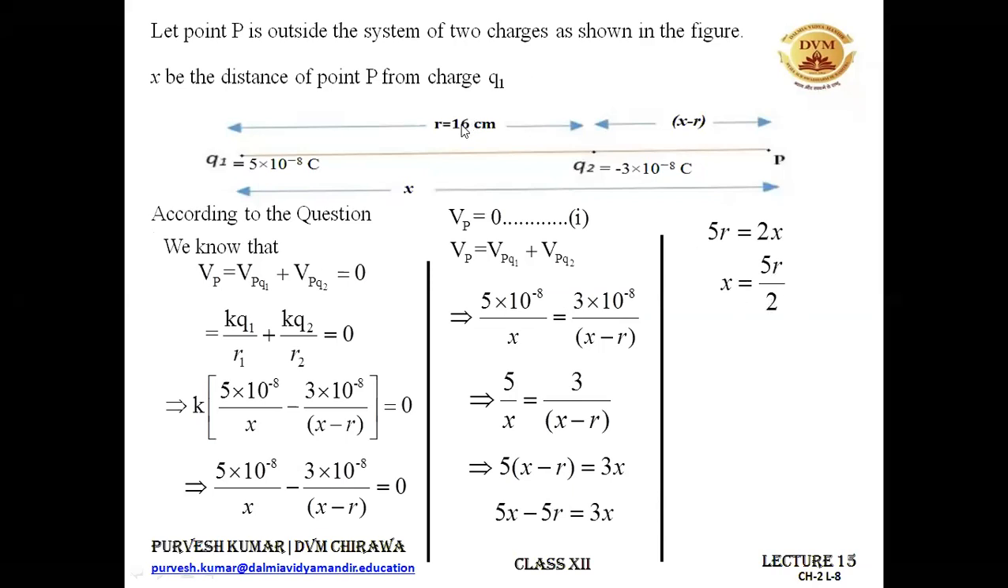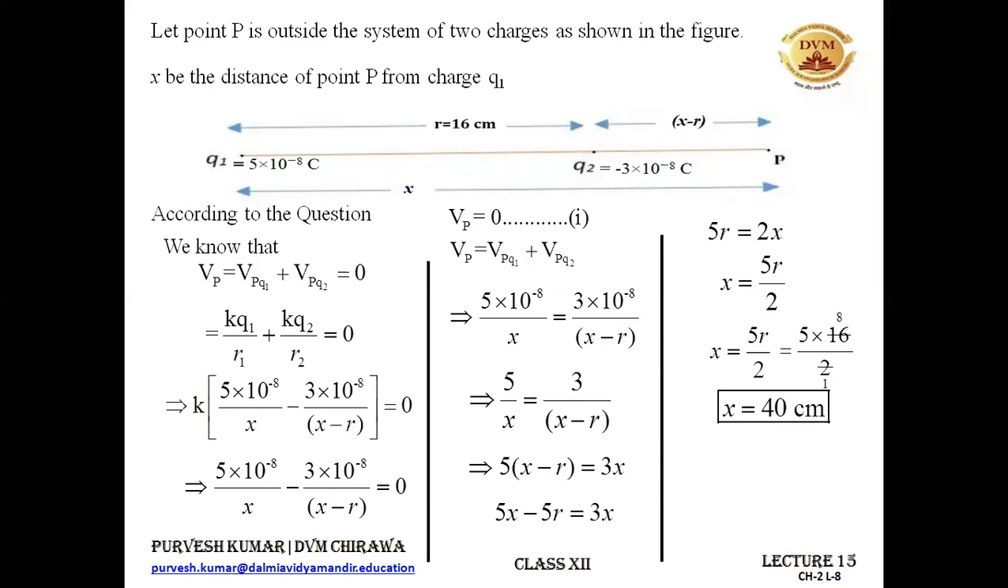We know the value of r, that is 16 centimeter. Put the value of r over here, and you will be getting x is equal to 5 into 16 by 2. When you solve it out, the value of x comes out to be 40 centimeter. So this is the point which is at a distance of 40 centimeter from the positive charge Q1 that is lying outside the system of the charges.